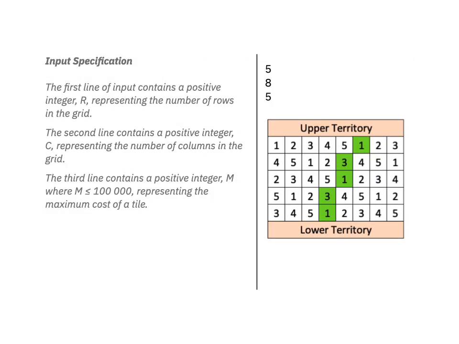And here is the input specification, also taken verbatim from the contest, along with an example input file and the illustration we saw before. The first line of input contains a positive integer r representing the number of rows in the grid. The second line contains a positive integer c representing the number of columns in the grid. The third line contains a positive integer m, where m is no greater than 100,000, representing the maximum cost of a tile. So in this example, there are 5 rows, 8 columns, and a repeating pattern of the first 5 positive integers in the cells of the grid.